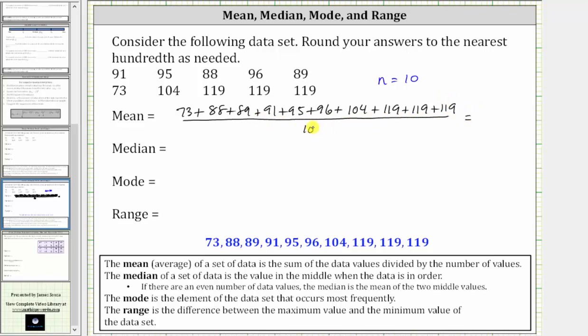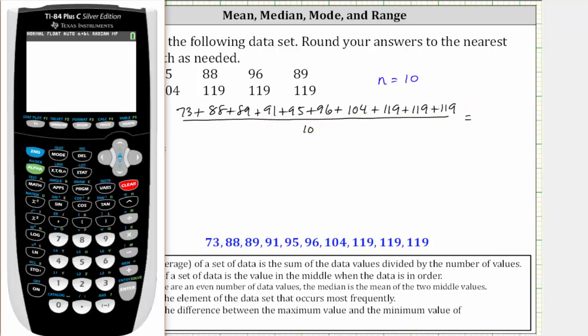Let's evaluate this on the calculator. In the calculator, we do need parentheses around the numerator, so we have open parenthesis and then the sum. Close parenthesis, and then divided by 10, which gives us 99.3 for the mean.